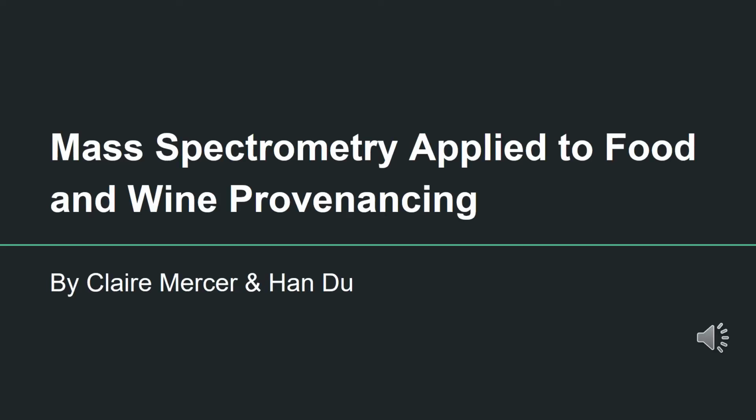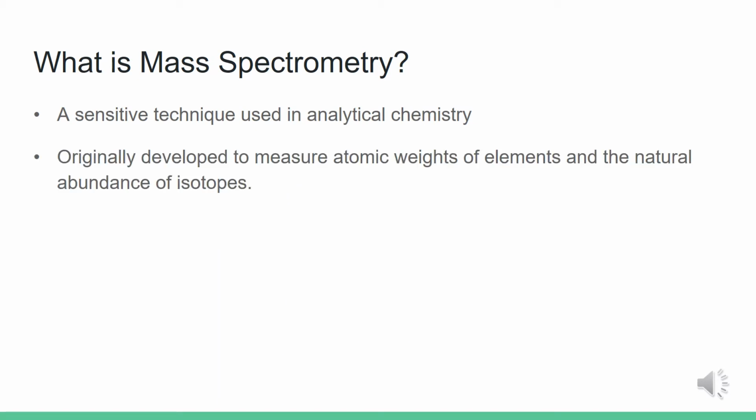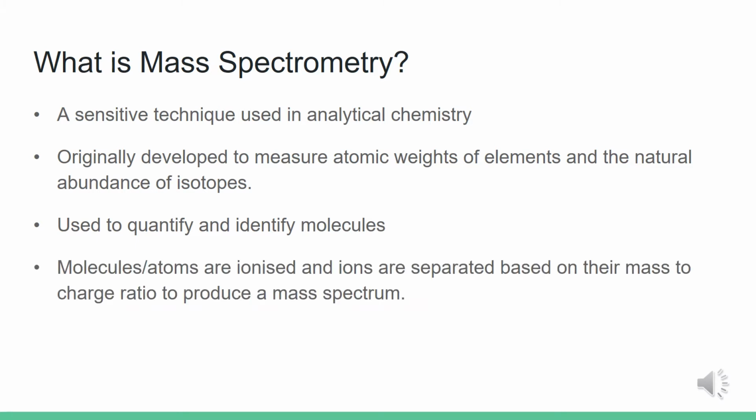In this presentation, we will be discussing the use of mass spectrometry for food and wine provenancing. Mass spectrometry is a sensitive analytical technique that was originally developed to measure the atomic weights of elements and the natural abundance of isotopes. This technique can be used to quantify and identify the structure of molecules. In this technique, molecules or atoms are ionized, and the ions are separated based on their mass to charge ratio to produce a mass spectrum.